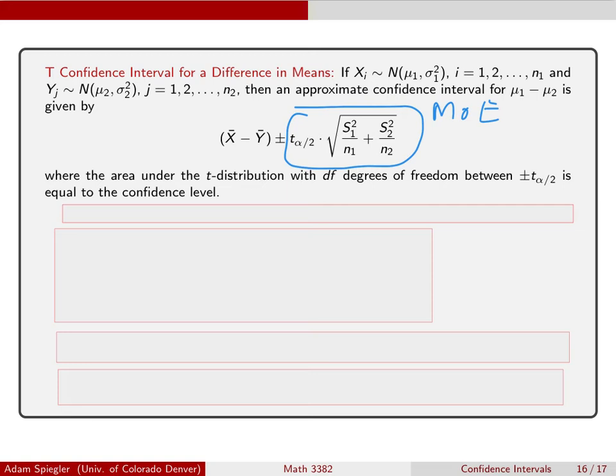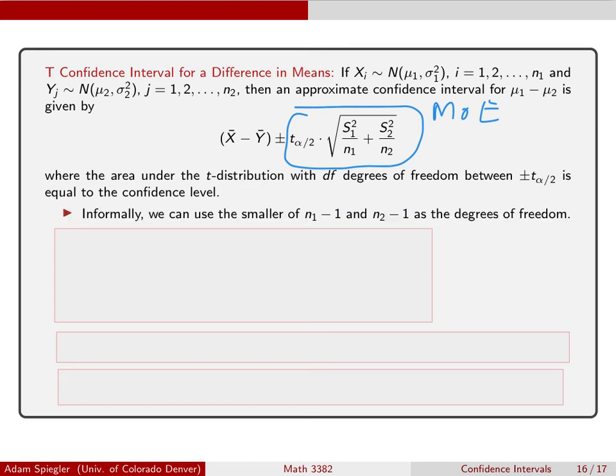And so one thing that we need to be careful about is that when we found this t alpha over 2, it depended on how many degrees of freedom we have in the problem. And that depended on how large your sample was. But now we've got two samples, n1 and n2. So how do we find out what the right degrees of freedom would be to use for this t-distribution? So we'll talk about it.